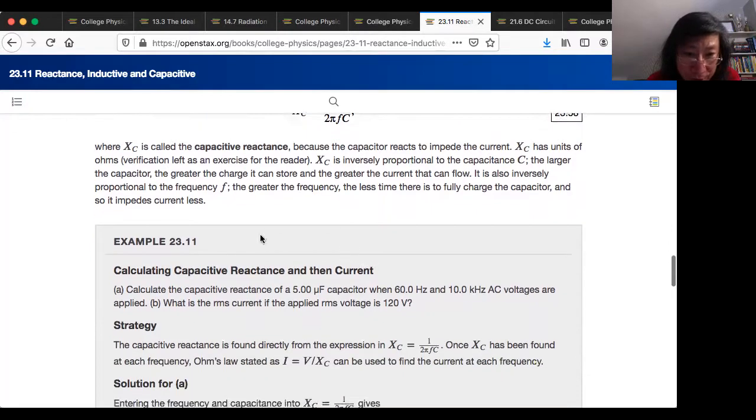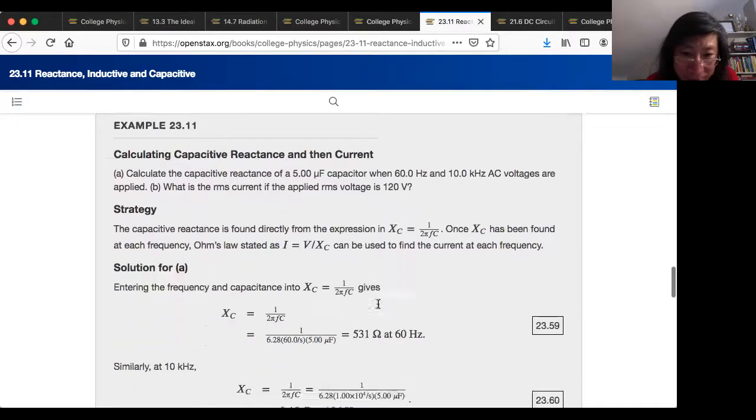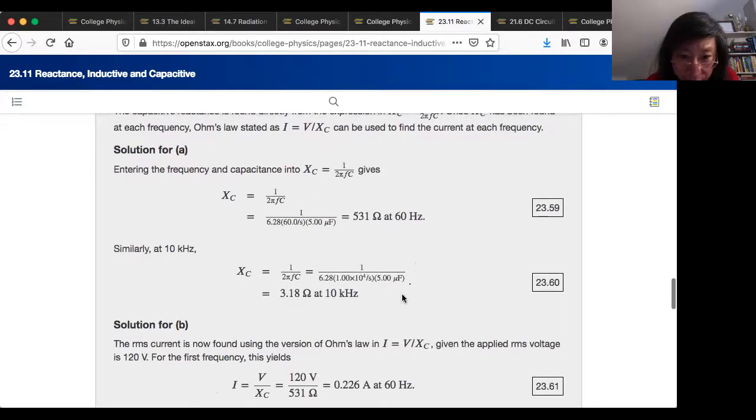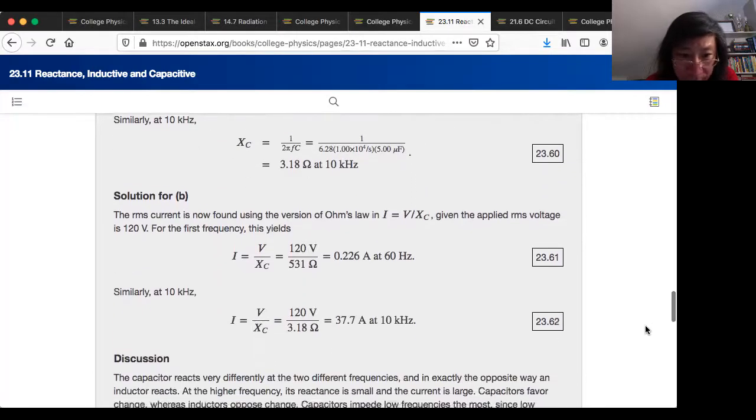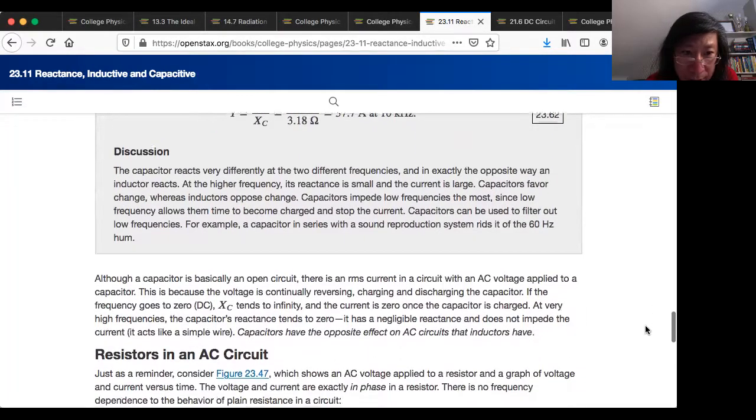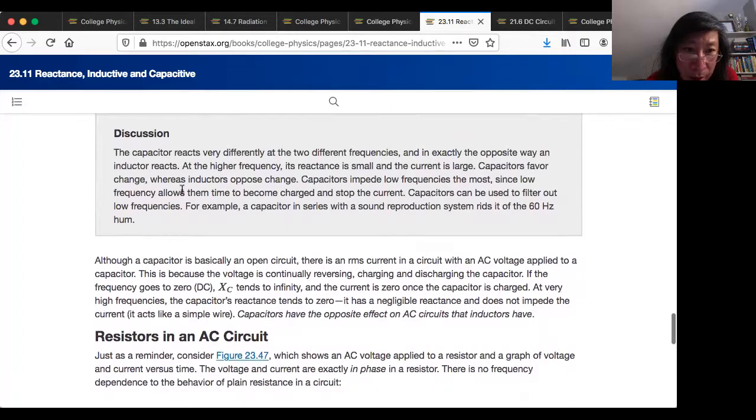So here's an example of that. Remember, we had the same thing before. Instead of having a 5 millihenry inductor, you have a 5 microfarad capacitor. And then you can go through the same steps. I want you to take a look and enjoy going through that mathematics. And why does that matter? Take a look. A capacitor behaves differently at the two different frequencies in the exact opposite way.